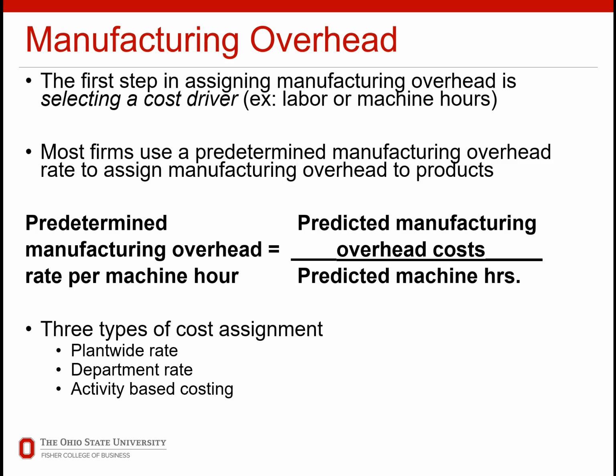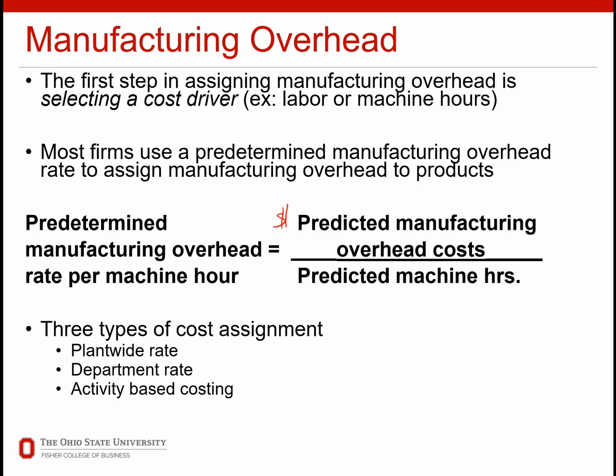Here you can see manufacturing overhead, and again, the first step is selecting a cost driver. So in essence, labor would be a much larger component, perhaps in the early 20th century, and as we move through time, with automation, etc., we are now using different cost drivers such as machine hours. And so that's what you can see here in the predetermined manufacturing overhead rate per machine hour. I'm simply taking all the overhead costs from the business, predicted overhead cost, which is a dollar amount, and I'm dividing it by a predicted number of machine hours.